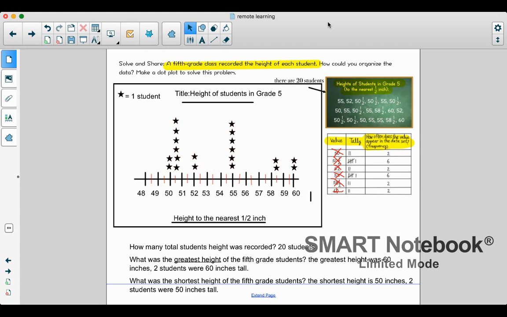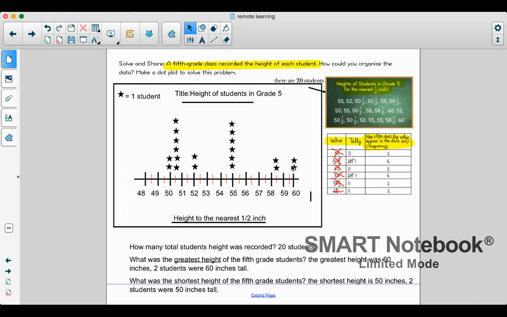As we see, I hate the Smart Notebook water stain. This is for today's lesson. So again, let's go through this. We checked that there are 20 students. We counted and we charted in a tally chart. This was to help us plot data. If we go back and count, we see that 6 students are 50.5 inches. 6 students are also 55 inches. 50 inches, 52 inches, 58.5, and 60 inches all have 2 students. Our shortest height is 50 inches right here, and our greatest is 60 inches.